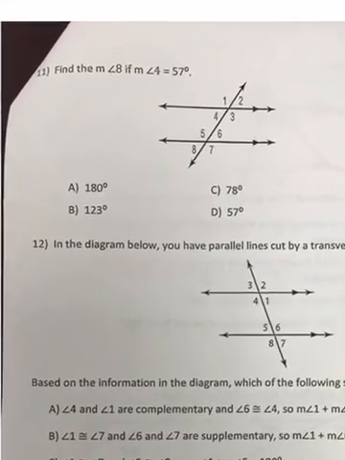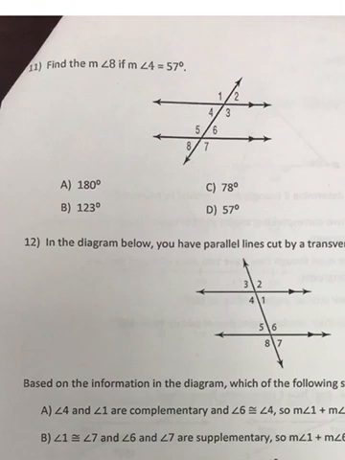On number 11, it says find the measure of angle 8. So this one right here, if angle 4 is 57, so that one's supposed to be 57. Again, personally, I only really know the vertical angles. I know that those two are going to be the same. So if 4 and 8 are the same thing, you ought to know what angle 8 is going to be worth.